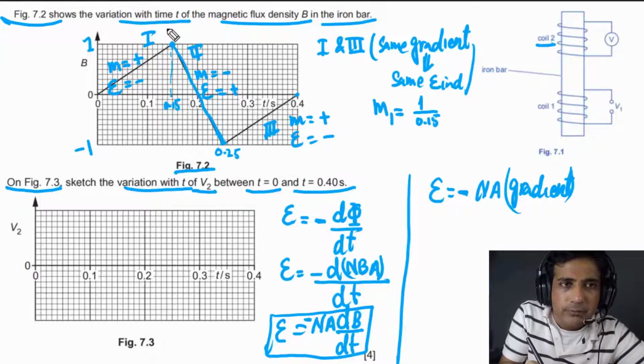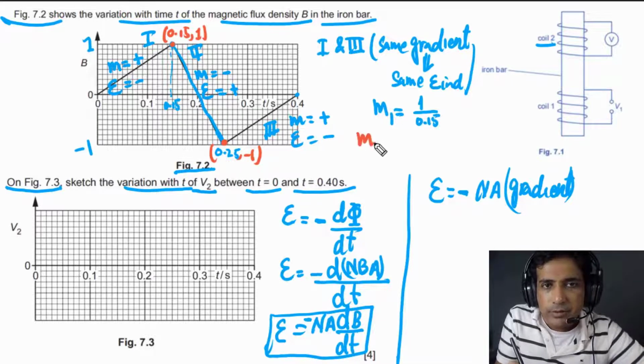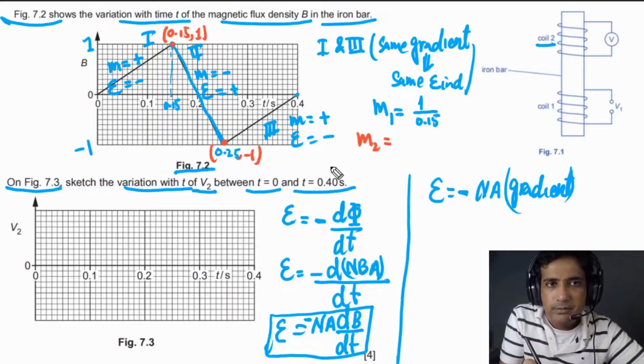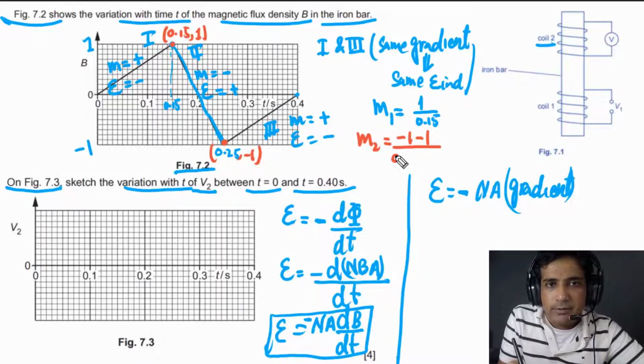In order to find the gradient of the second part, we can write down the coordinates of this point and the coordinates of this point. The coordinates of the first point are (?, 1) and the coordinates of this point are (0.25, -1). So we can calculate the gradient of the second part now. In this case, we have y2 that is equal to -1 minus 1, divided by x2, that is 0.25 minus 0.15. So in this case, we got minus 2 divided by 0.10.